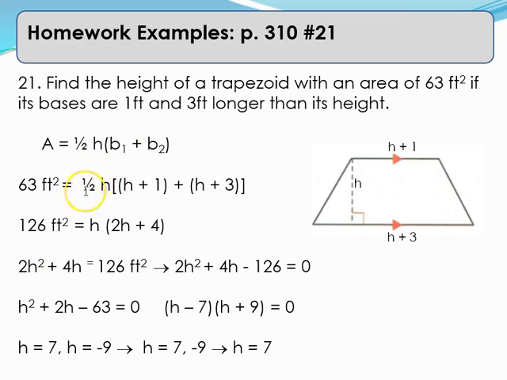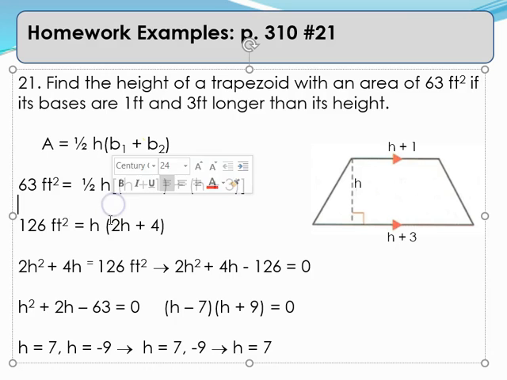The first thing I want to do is get rid of this 1/2. So I'm going to multiply by 2 on both sides, and we end up with 126. And over here we've taken our h plus 1 and added h plus 3, which makes 2h plus 4 times h. And when we go to multiply, we end up with an answer that should look somewhat familiar. 2h squared plus 4h equals 126.